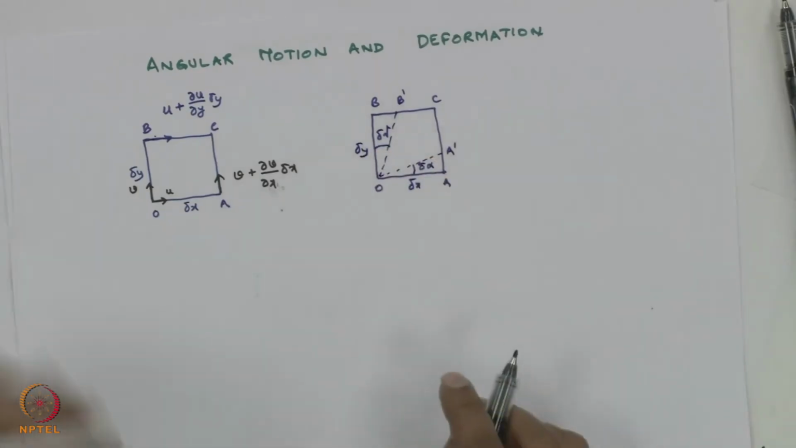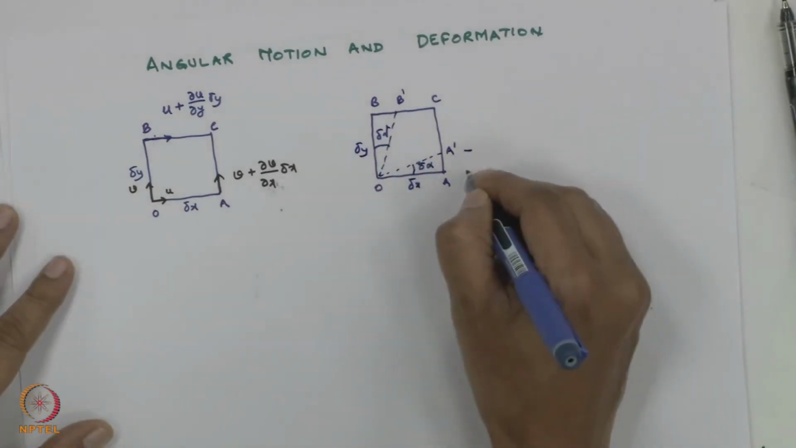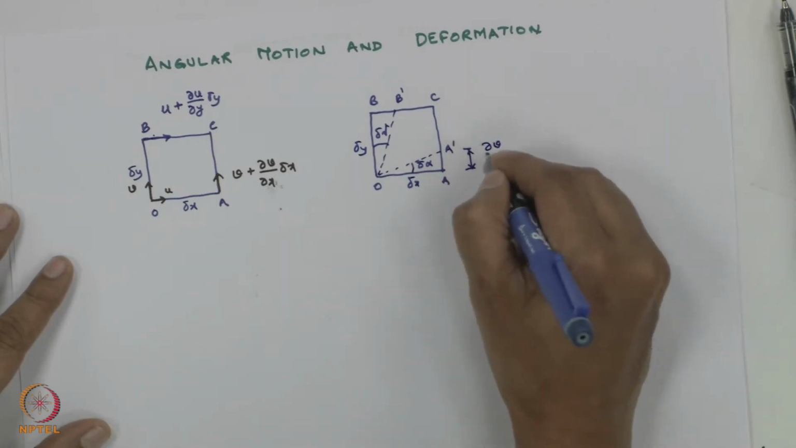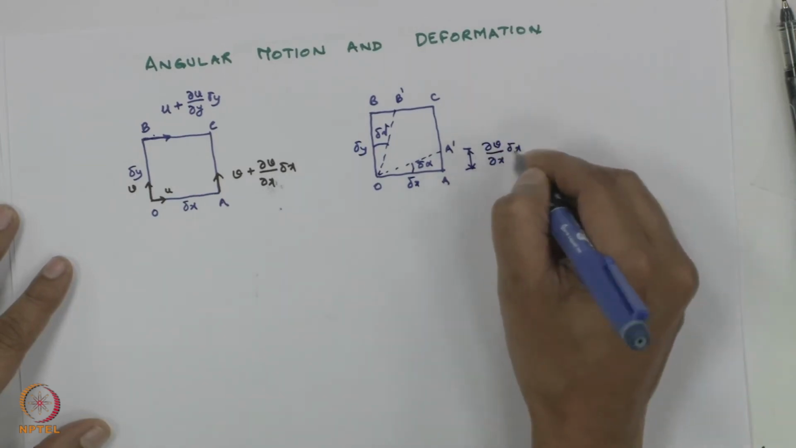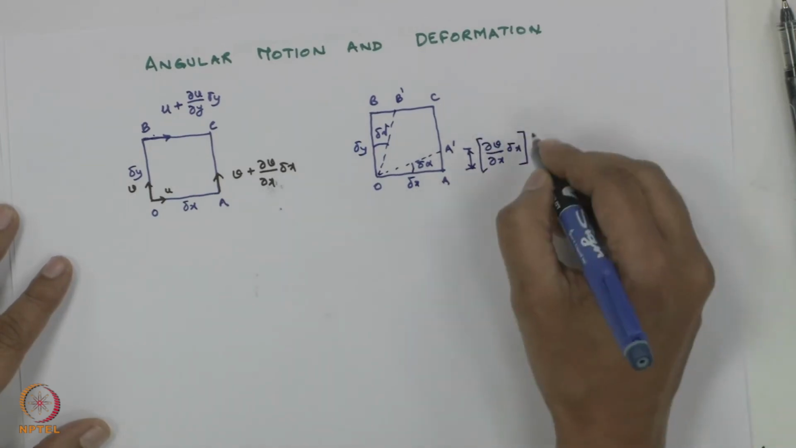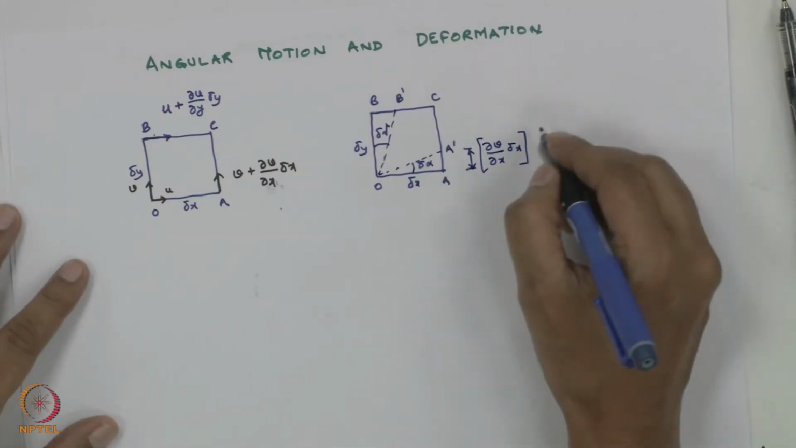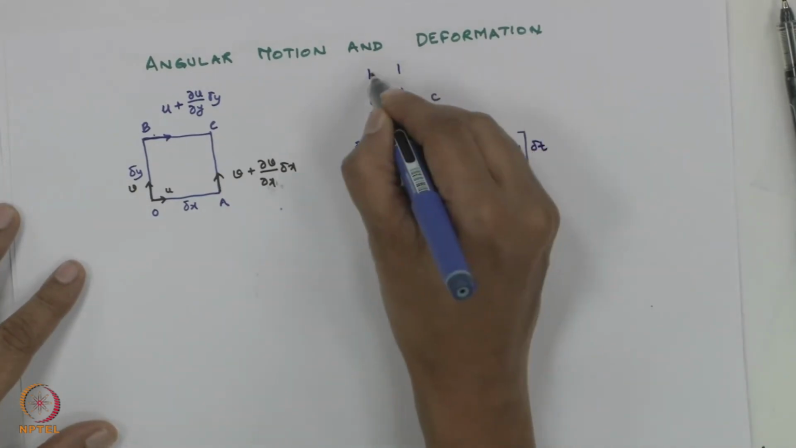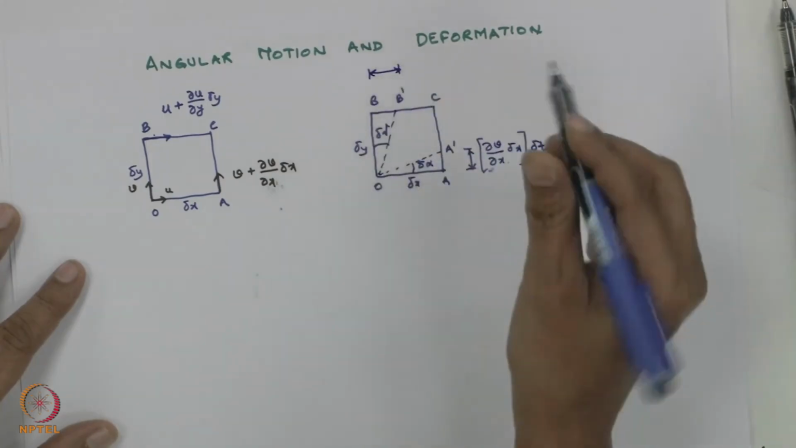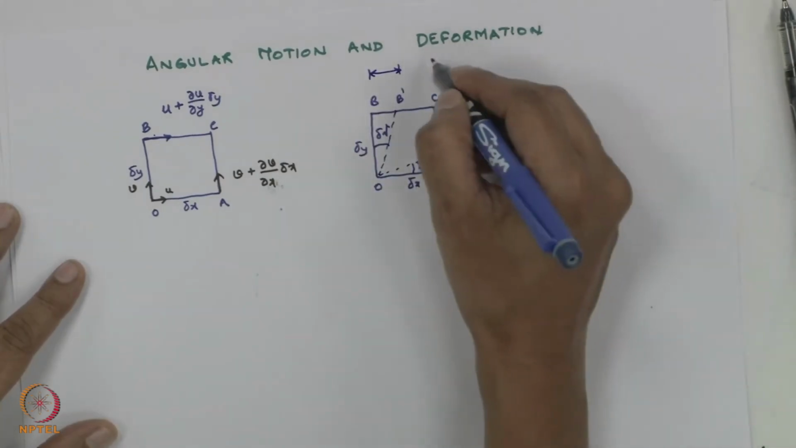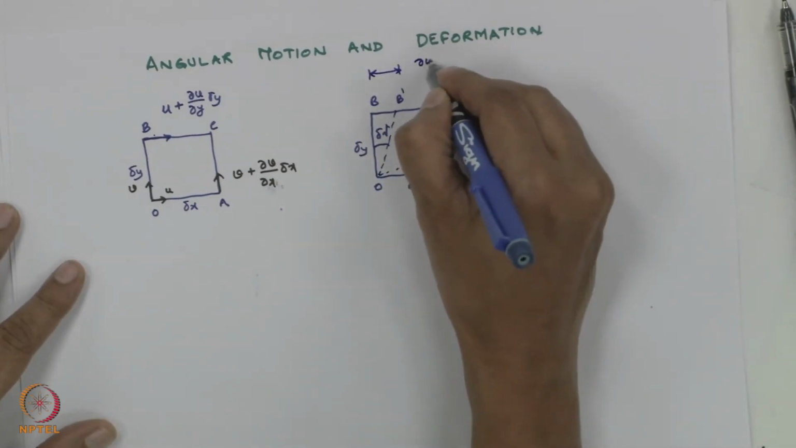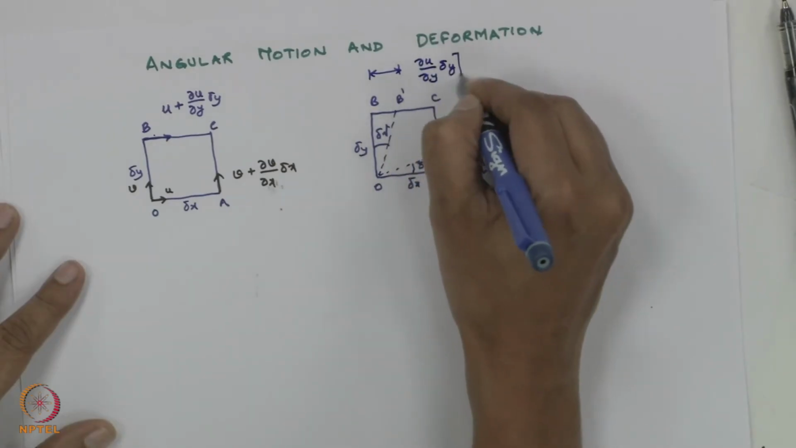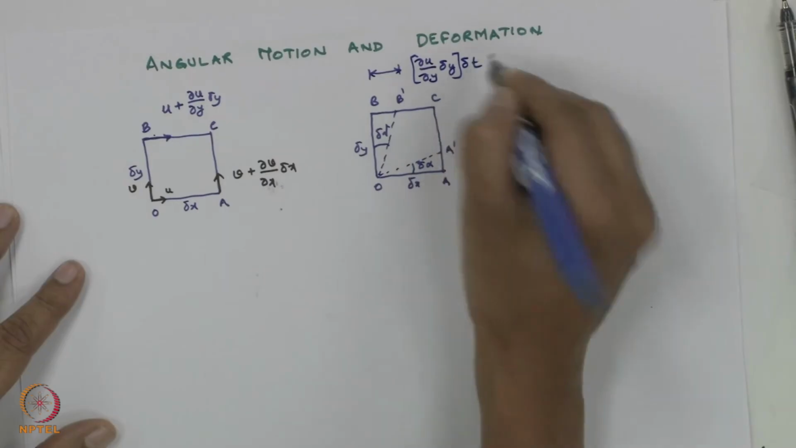Please notice that. So what is this distance? AA prime is ∂v/∂x δx, within the time δt. Similarly, BB prime can be written as ∂u/∂y δy into δt.